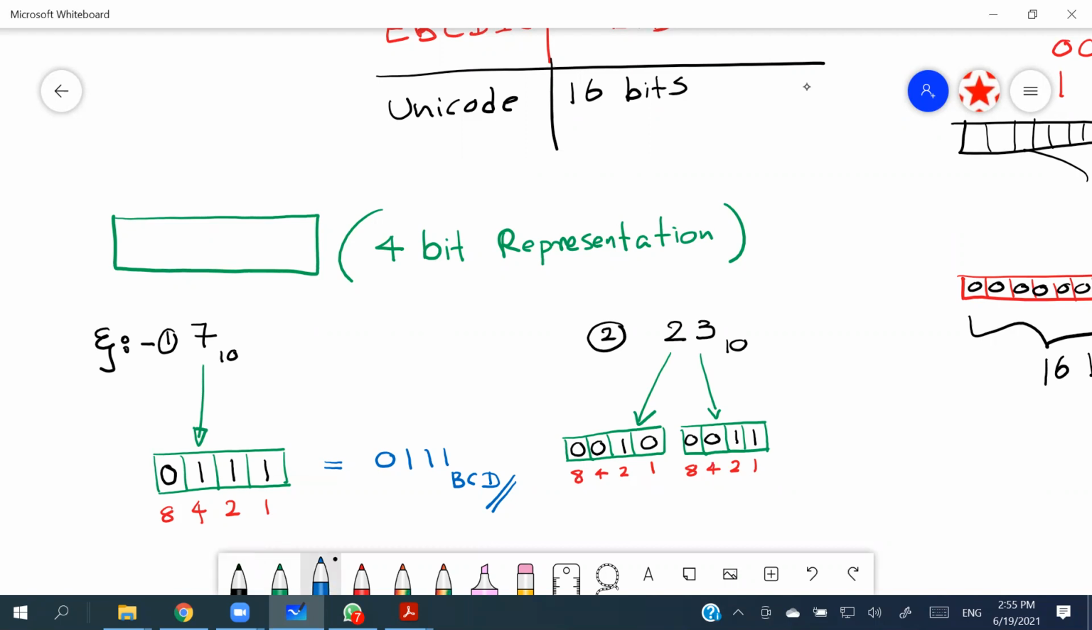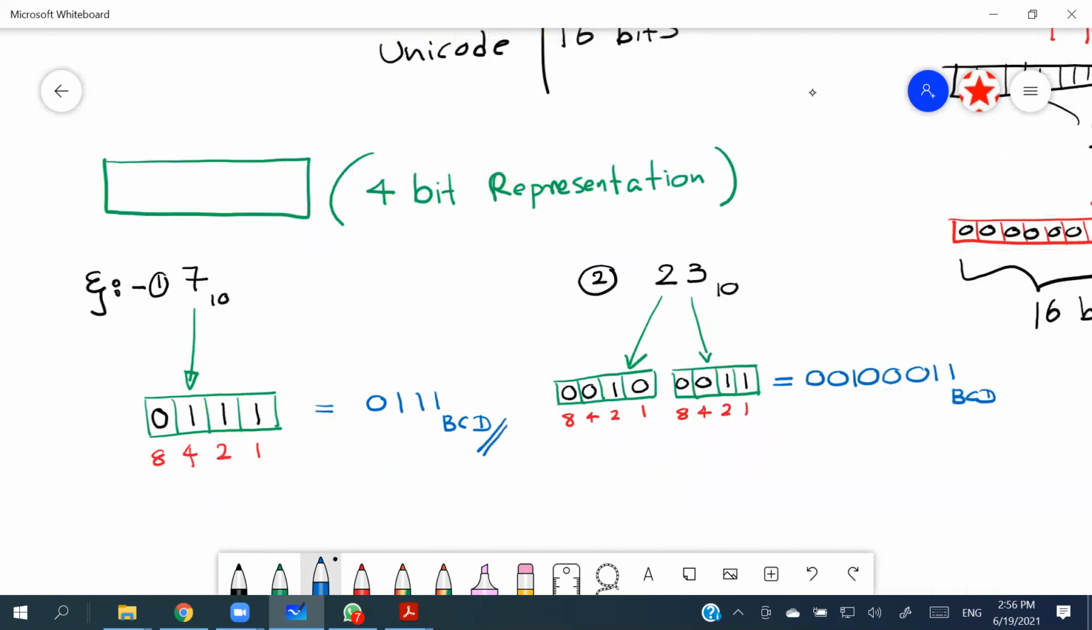So we write the right, okay. Great, great. So we write the answer as 0010011 as BCD. Right, so likewise, if you are given a decimal value with 3 characters, each and every character is going to be represented in 4 bits, right?